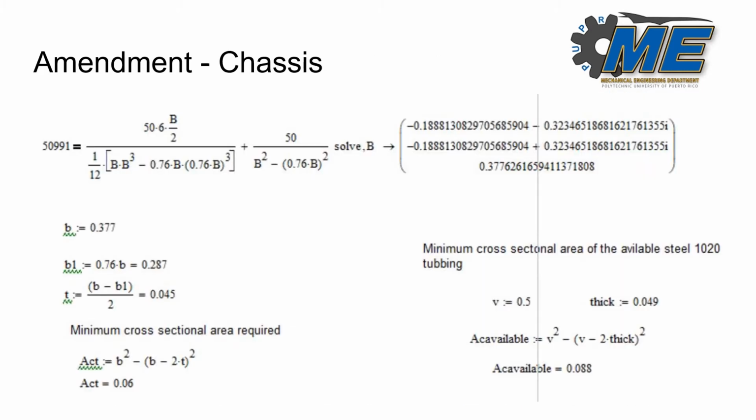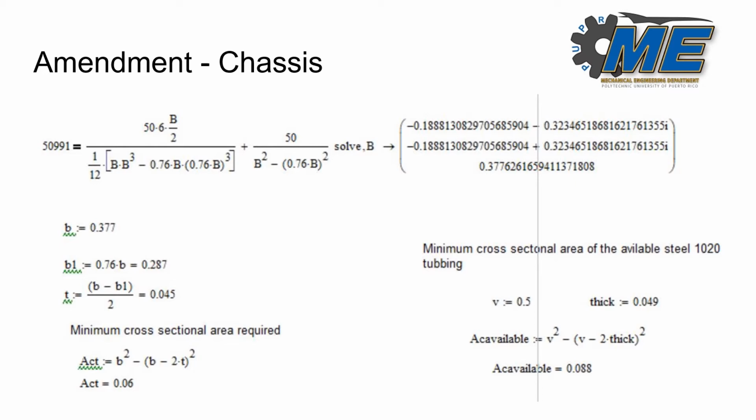For the amendment of the chassis, the dimensions will change because the force applied by the vehicle and all of the components will be much less than the 3,000 that was originally stated for the project. The new force to be applied will be 50 pounds. With that in mind, changing 50 pounds in all of the equations, we have a new minimum cross-sectional area of 0.06 square inches.